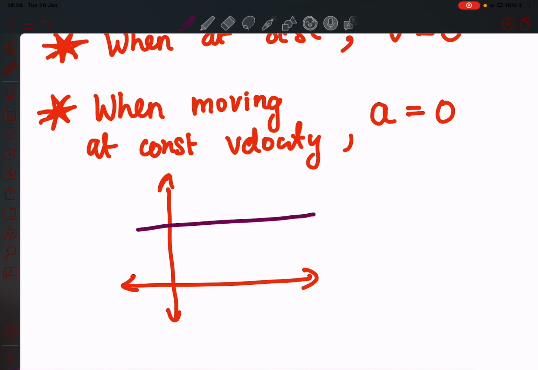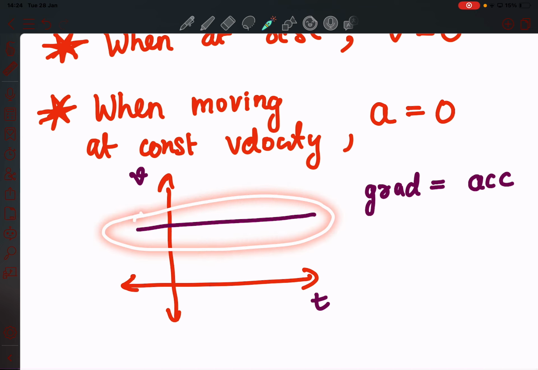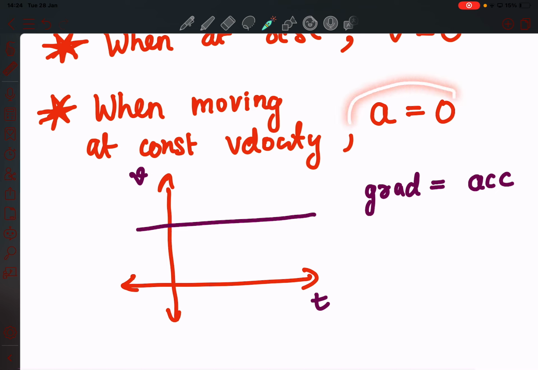Geometrically speaking, if this is your velocity time graph, I know that the gradient of the velocity time graph would be equal to acceleration. What is the gradient of this line? 0. The gradient of a flat line is 0. And so that also fits in perfectly to the idea that acceleration would be 0 when you're moving with a constant velocity.